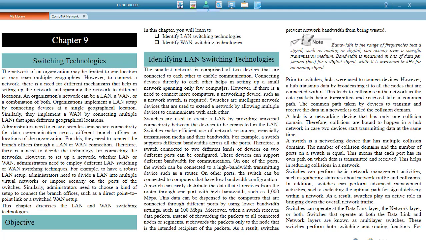Identifying LAN switching technologies. The smallest network is comprised of two devices that are connected to each other to enable communication. Connecting devices directly to each other helps in setting up a small network spanning only a few computers. However, if there is a need to connect more computers, a networking device, such as a network switch, is required. Switches are intelligent network devices that are used to extend a network by allowing multiple devices to communicate with each other.